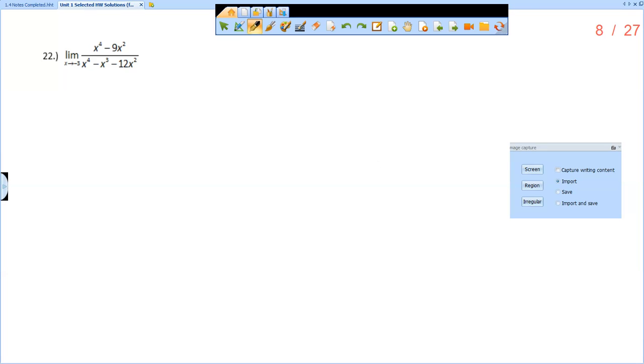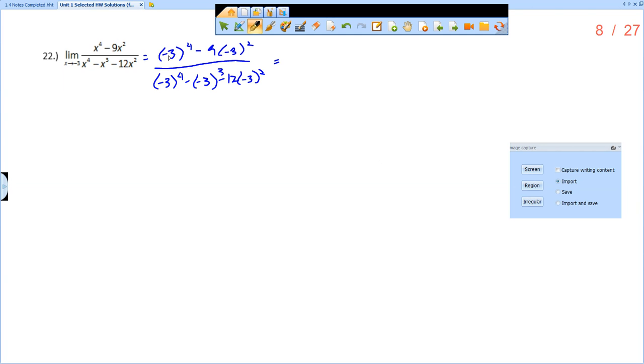All right, this is the solution video for section 1.2, problem number 22. All right, so first step in a limit problem, remember, is to evaluate, right? So I evaluate with negative 3 to the fourth minus 9 times negative 3 squared divided by negative 3 to the fourth minus negative 3 cubed minus 12 times negative 3 squared.